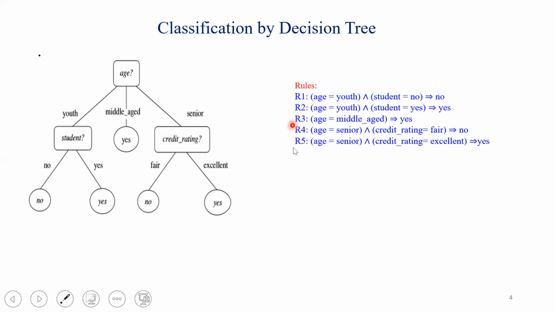Randomly you can check R3. What is rule 3? If age is equal to middle age, then obviously the label is yes. So that is taken from this particular path. If you observe R5, if age is equal to senior and credit rating is equal to excellent, the class label will be yes. So like this, you can generate different rules from different branches of the decision tree.